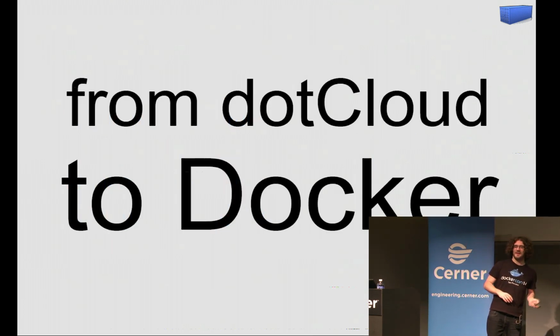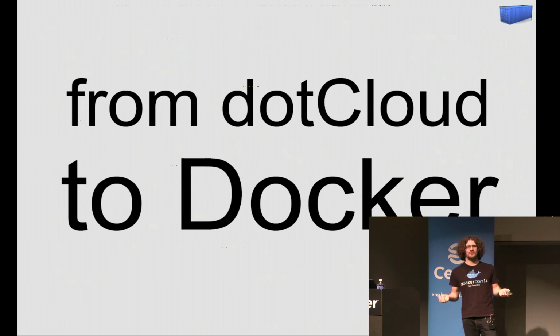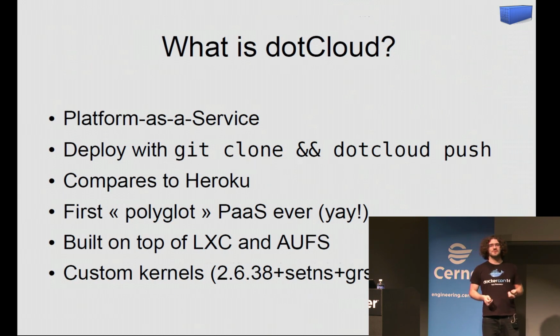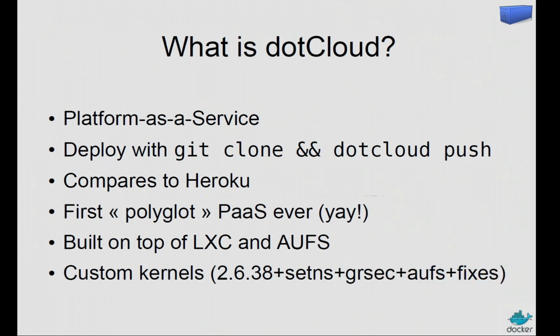So let's get started. History from dotCloud to Docker, because I've been with Docker for almost 4 years, except that Docker is not 4 years old. So the trick is that before being called Docker, Docker was called dotCloud, and it was a platform as a service company. So we were competing with Heroku back then, and then came around people like Cloud Foundry. So that's also platform as a service.